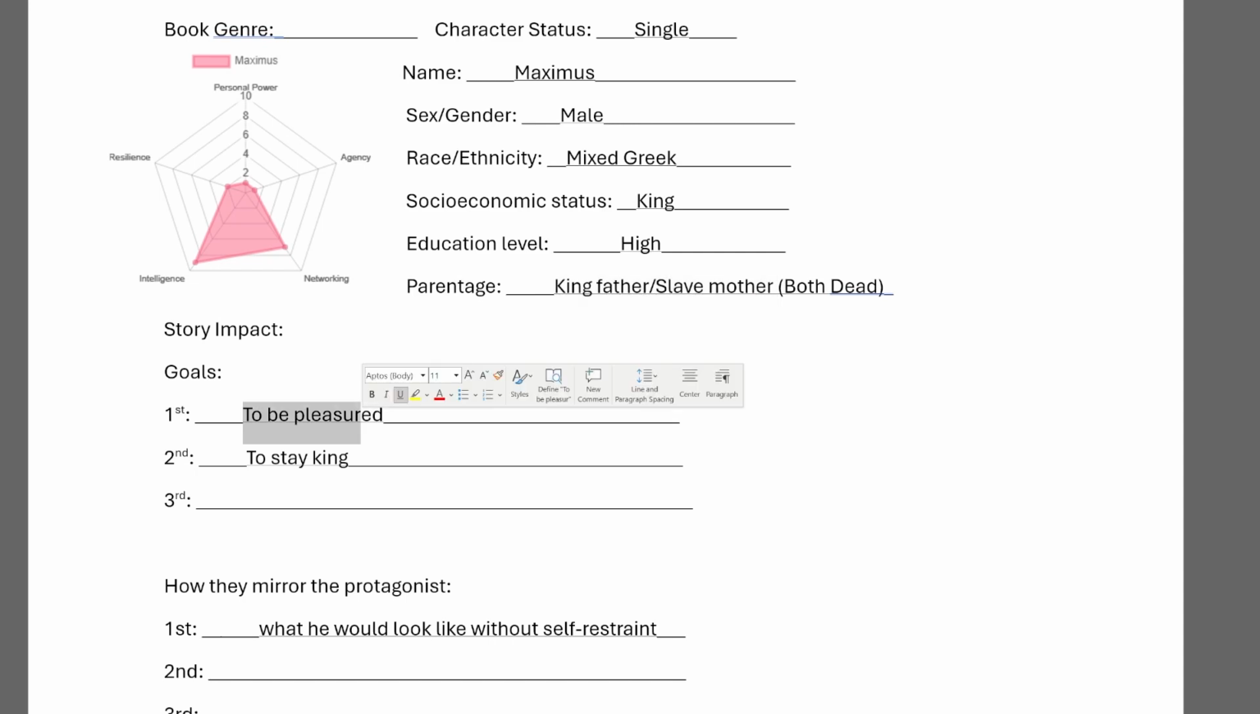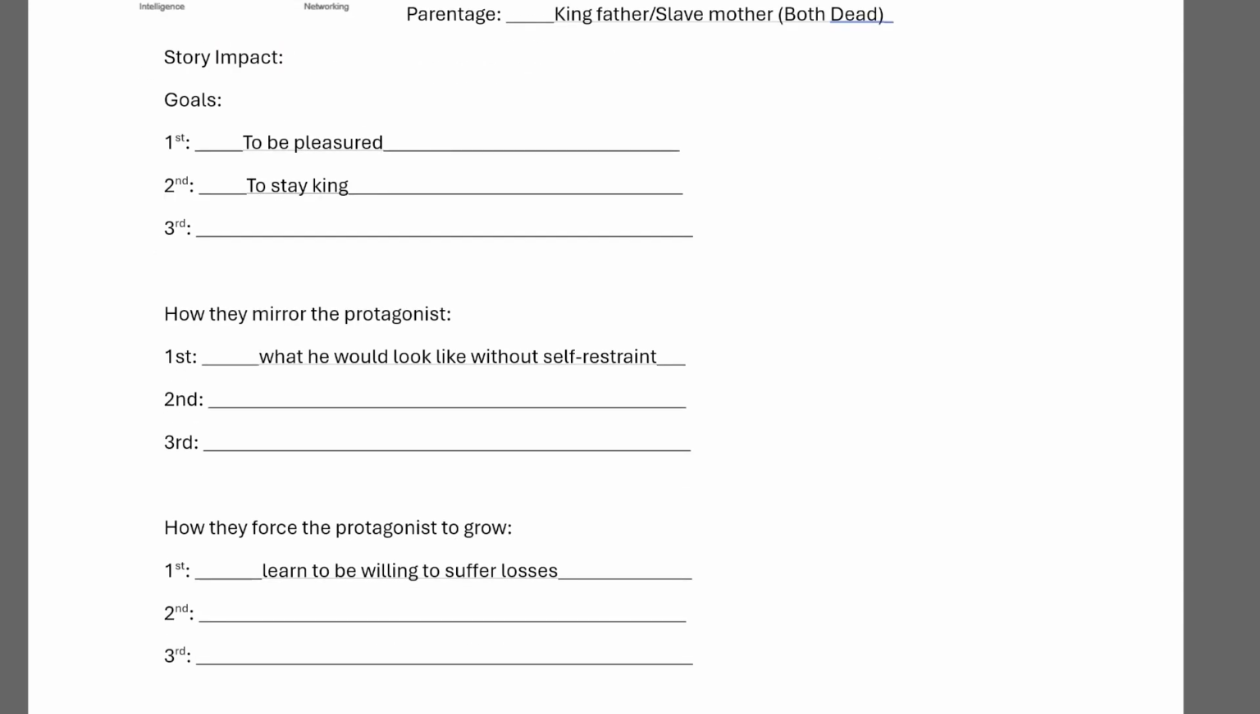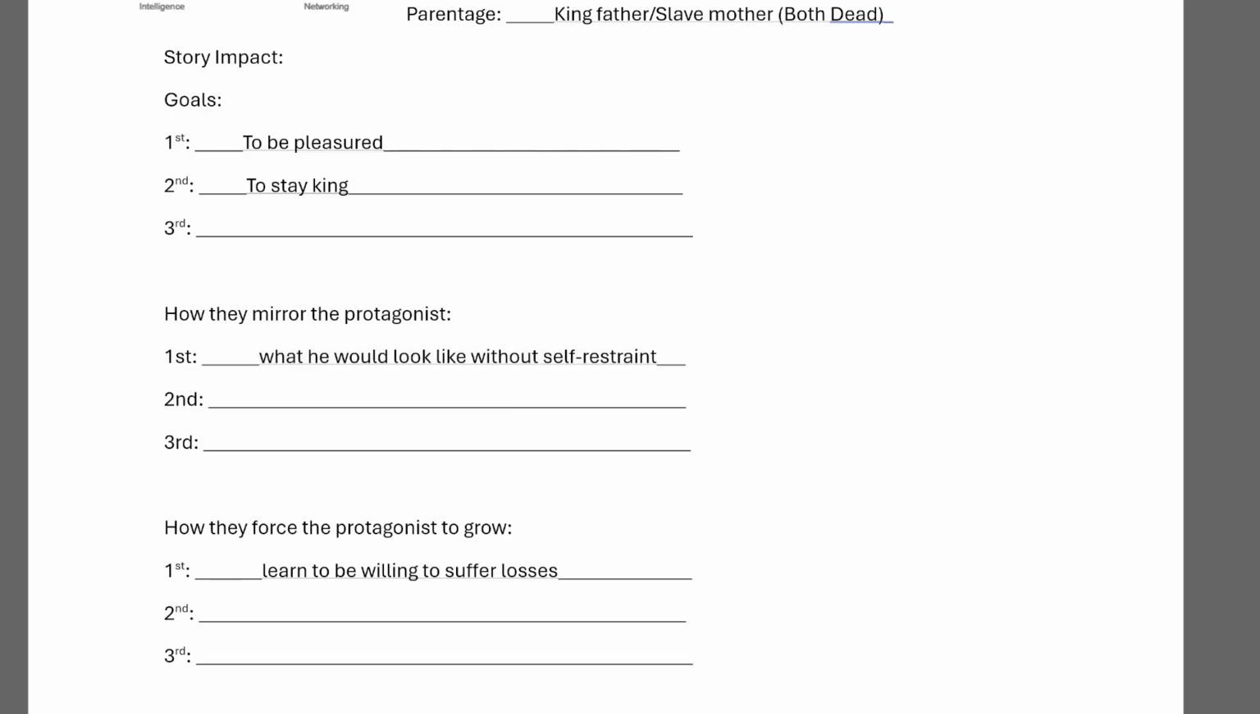What are their goals? To be pleasured. Somebody who's very narcissistic, very self-centered is going to have very selfish goals, and they're going to do whatever they can to make sure they maintain that. Some want to stay king. How they're going to do that is going to play a lot into how your story is played. How they mirror the protagonist: somebody who wants to be pleasured is what the main character looked like without self-restraint.